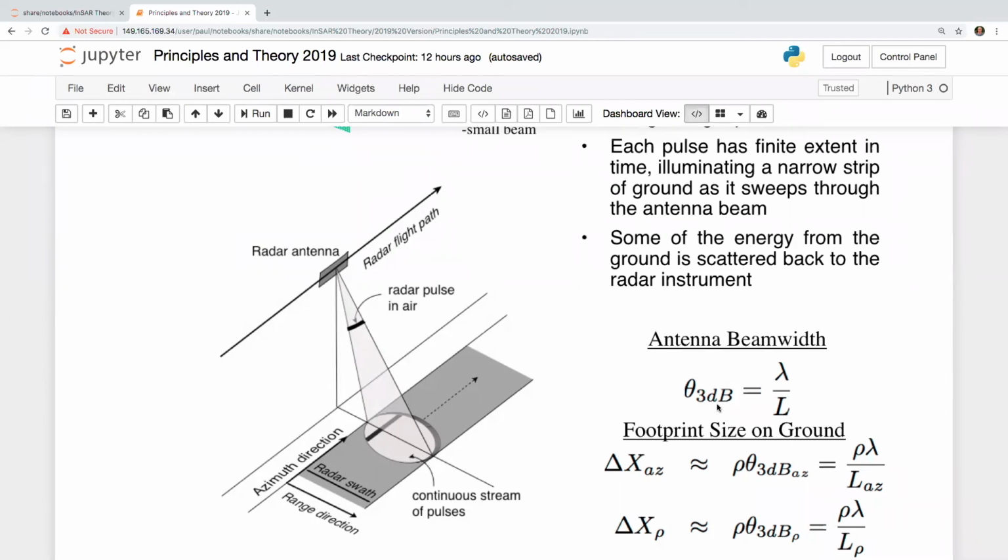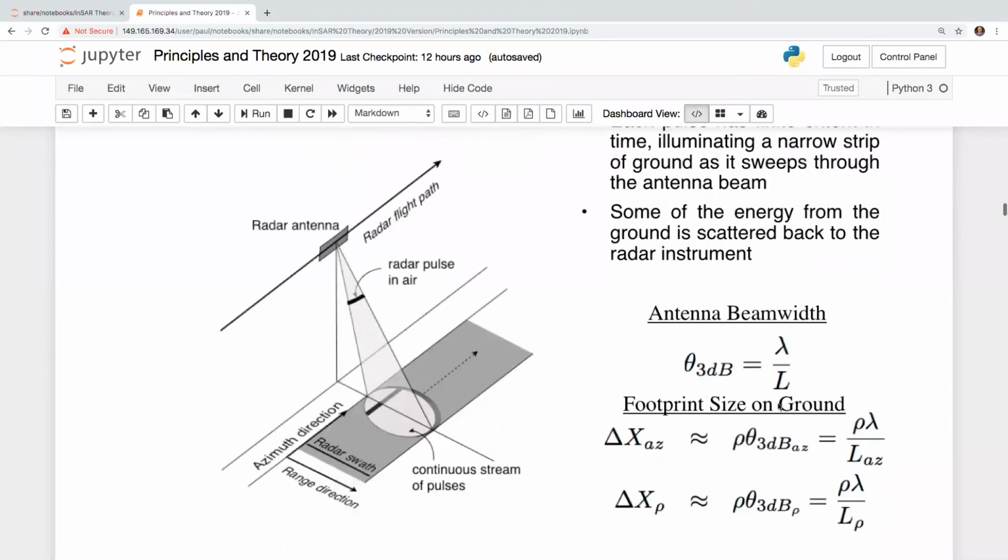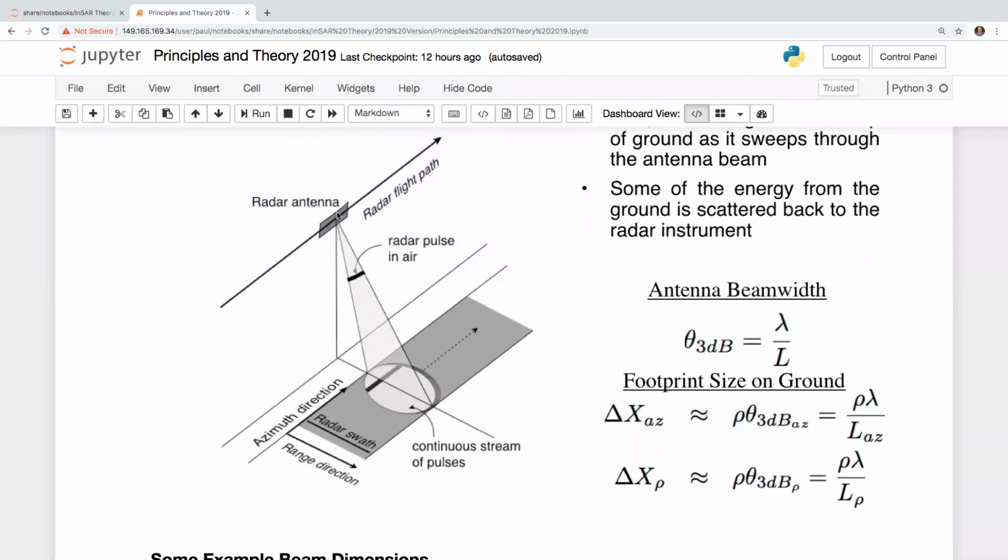So that's the half power point on the antenna beam, which is roughly lambda over L. So we have our radar in space with its antenna dimension. It's flying along this way, and it's pulsing a pulse every, say, 1,000th of a second.